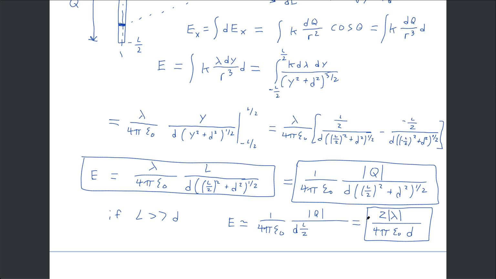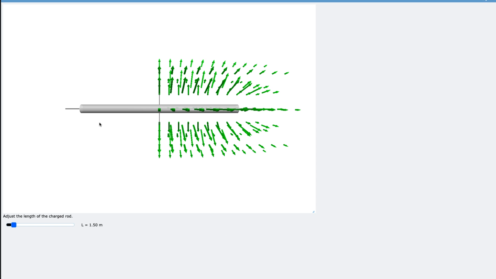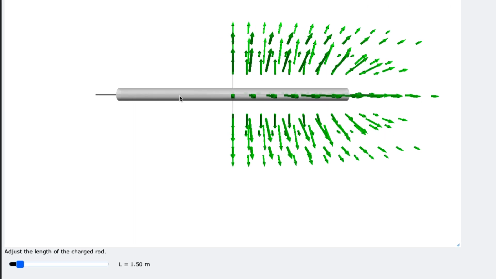So let's look at this. Let's see what this looks like in a little simulation here. So here we have these little green arrows. We have this line of charge running along the x-axis.